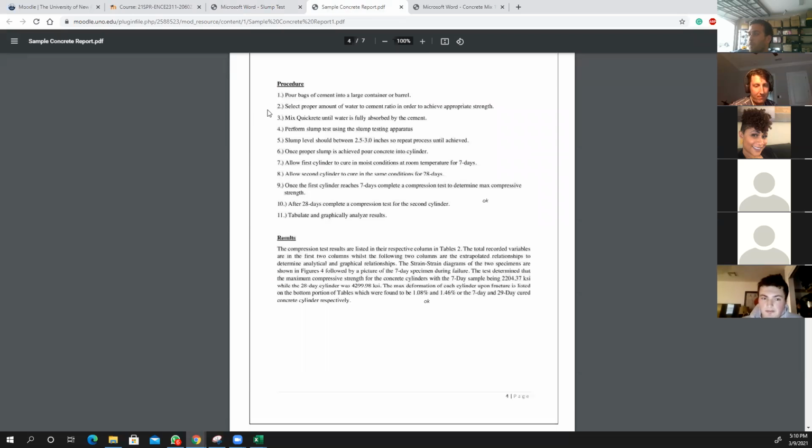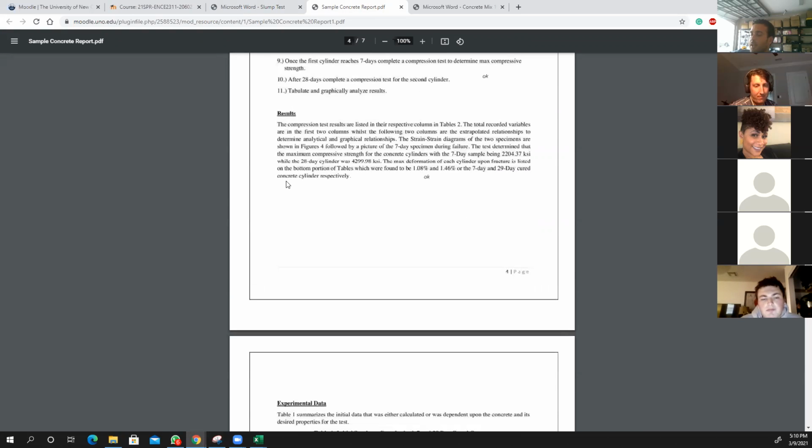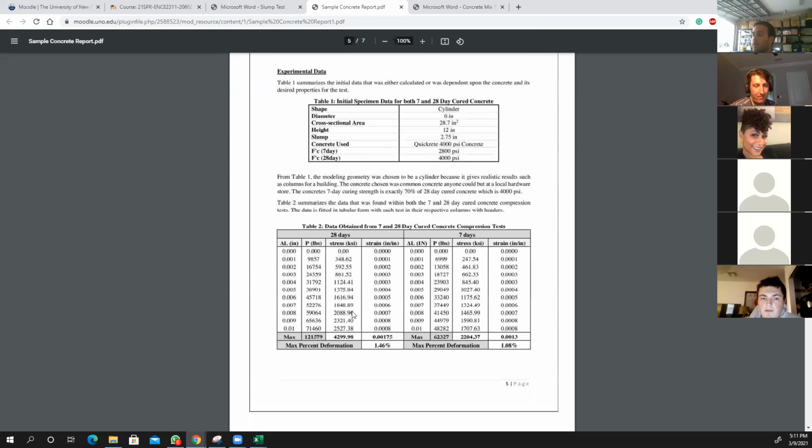Once the procedure is complete, then comes the result section. If I update the 7-day data points, you can start working on your table and your calculations for 7 days. You will get these first two columns, delta L and P. Then you will use the P over A stress equation for the stress calculations, and the strain equation is delta L over L.